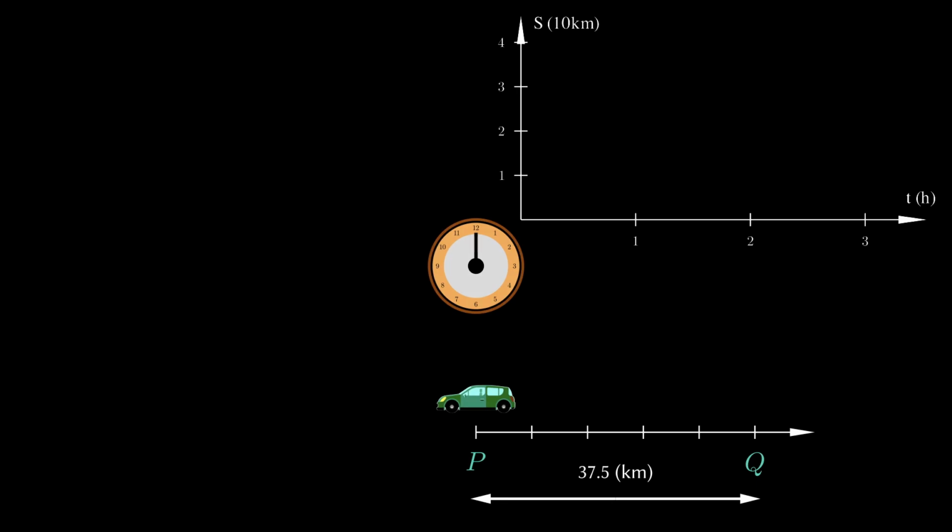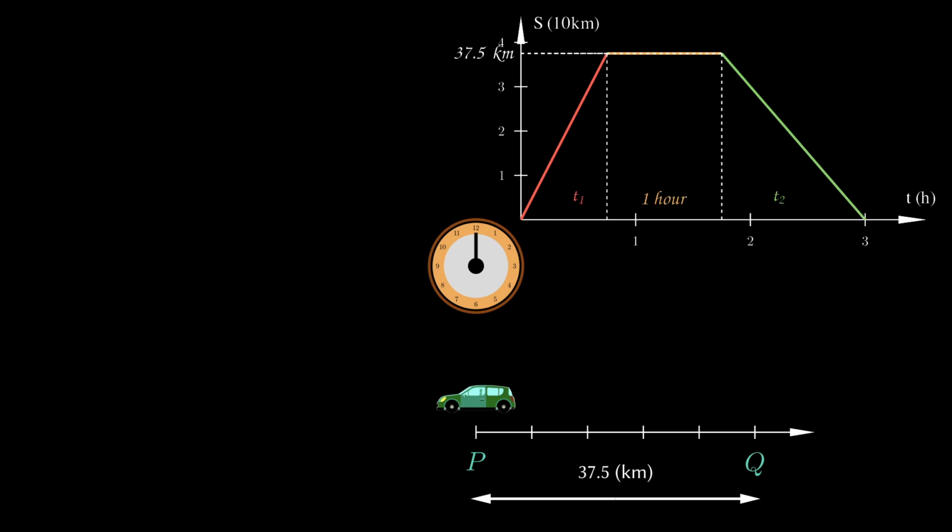The displacement time graph initially shows a positive gradient when the vehicle moves from P to Q, indicating a positive velocity. When the vehicle remains stationary at point Q for 1 hour, the graph shows a horizontal line with zero gradient, representing no change in displacement. Following this stationary period, the return journey is depicted with a negative gradient, reflecting the change in direction as the vehicle moves back towards P.